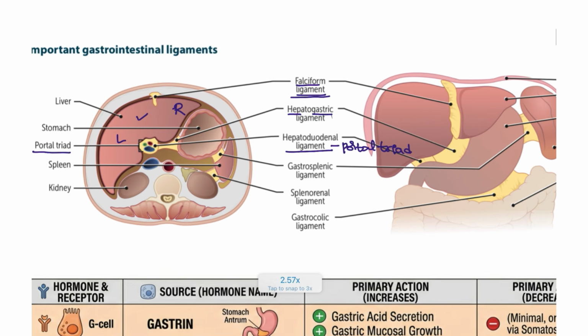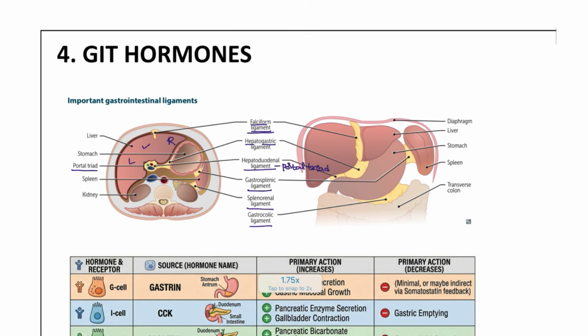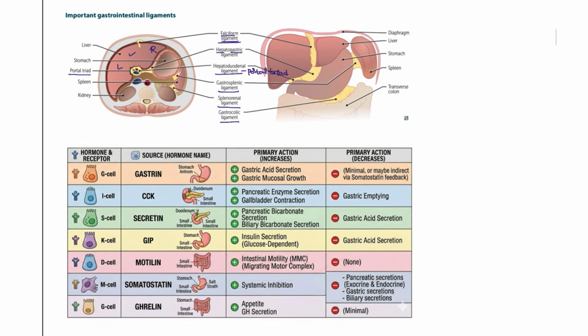Next, the gastrosplenic ligament, that is between the stomach and the spleen. And next, the splenorenal ligament, this is between the renal structure like the kidney and the spleen. And the gastrocolic ligament between the colon and the stomach. These are the important ligaments and their identification.